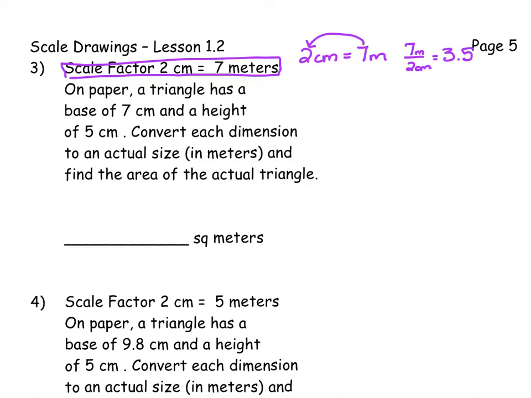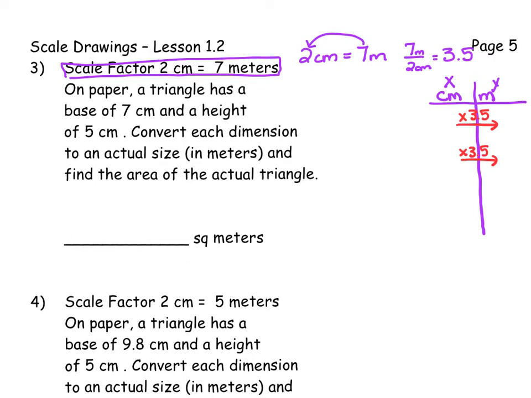So let's set up our T-table and get organized. We know that X represents our centimeter measurements and Y represents our meter measurements. So, as we move from left to right in this particular table, we're going to multiply by 3.5.